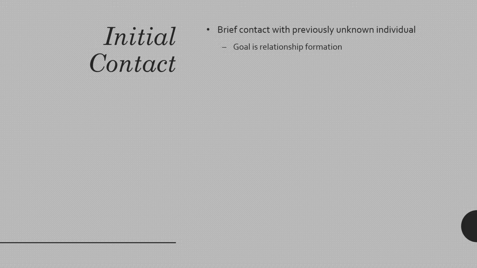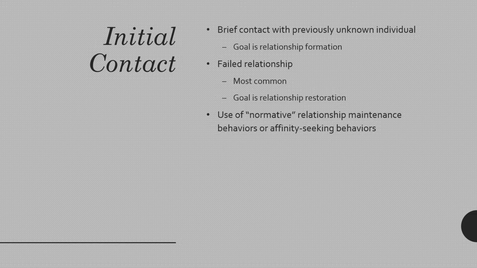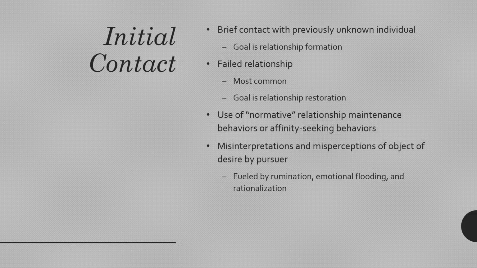With initial contact, there's basically two main ways it can go. There can be brief contact with a previously unknown individual, and then the pursuer's goal is relationship formation, but more commonly it results from a failed relationship, and the goal will be relationship restoration or reparation. One of the reasons that ORI is so difficult to identify is that it begins with normative relationship maintenance behaviors or affinity-seeking behaviors. It basically starts out with courtship behaviors that are common to all romantic relationships, but the escalation and the misperceptions of their object of desire, fueled by these three different processes, really bring it into a dangerous situation.